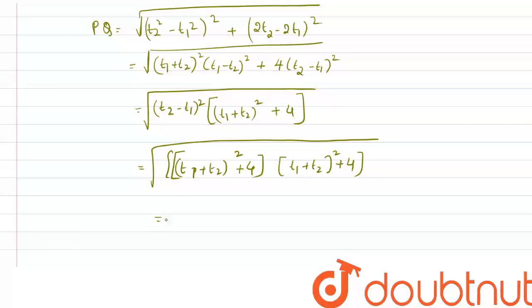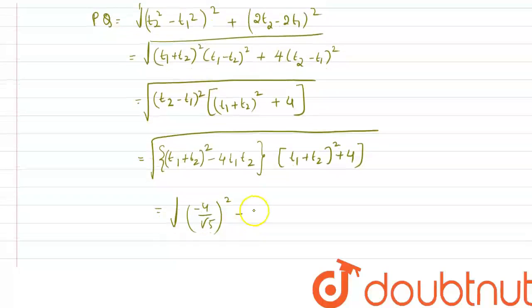That means this is equal to, what do we get here? Square root of ((minus 4 by root 5) whole square minus 4 t1 t2), yes or no? Yes, therefore we get minus 4 t1 t2. Therefore in here, what do we get? Minus 4 into minus 1, which gives plus 4, into ((t1 plus t2) whole square plus 4), where t1 plus t2 is minus 4 by root 5, whole square, plus 4.